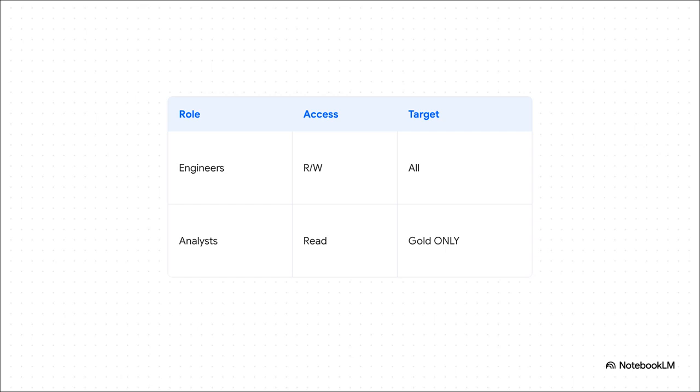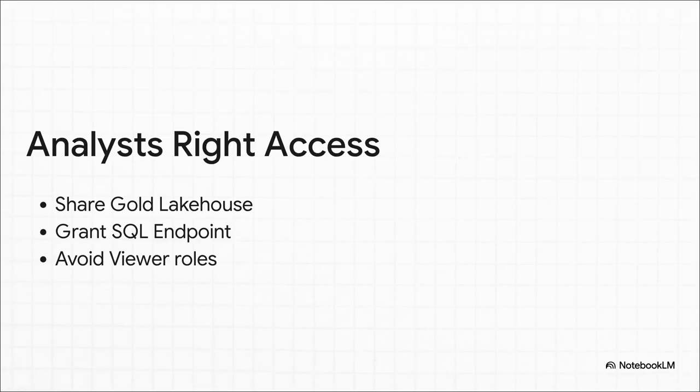The data engineers group needs read and write access across all the lakehouses, bronze, silver, and gold. However, the data analysts group must have read-only access, and it has to be strictly limited to the gold layer. They cannot be allowed to peek into the bronze or silver layers under any circumstances. So how do we give the analyst exactly what they need without giving away the farm?